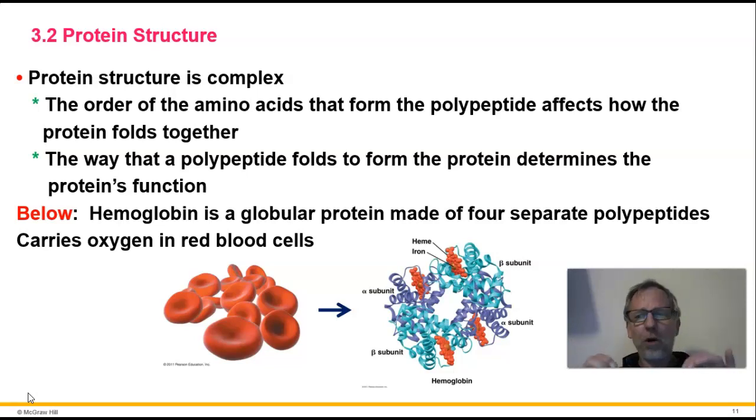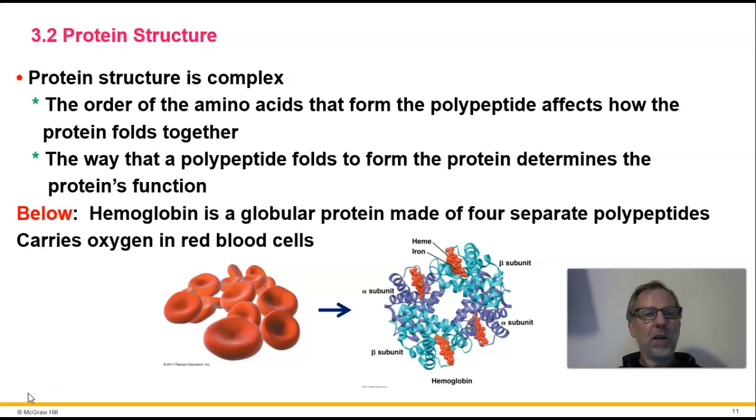Ultimately, it's the order or the sequence of the amino acids in a polypeptide that determines how a protein is going to fold and twist together. I'm going to say that again because it's really important. The order or sequence of amino acids in a polypeptide determines how the resulting protein is going to fold and twist and function.